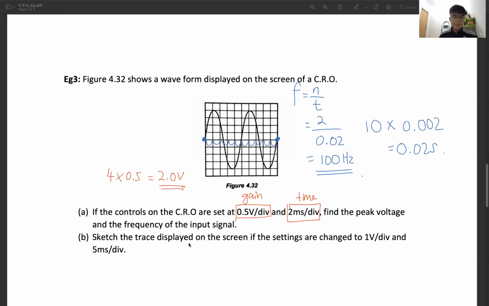B, sketch the trace display on the screen if the settings are changed to 1. Okay, if you change to this, this one is like what we did just now, right? What we did just now. Okay, this one, I leave it for you to do it yourself. I will send you the PDF of this.